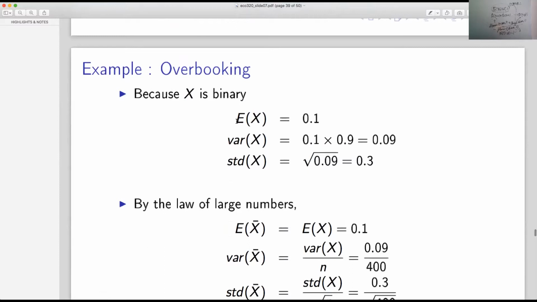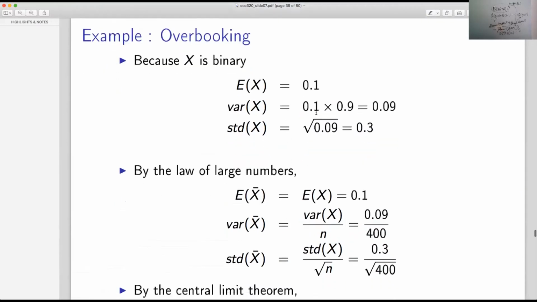So the expected value of x equals p, the variance of x equals p times 1 minus p, and the standard deviation is the square root of the variance. This is what we learned. I explained it in detail in chapter 5. So if you're confused, go back, or I also explained it a couple slides ago in the same slide.